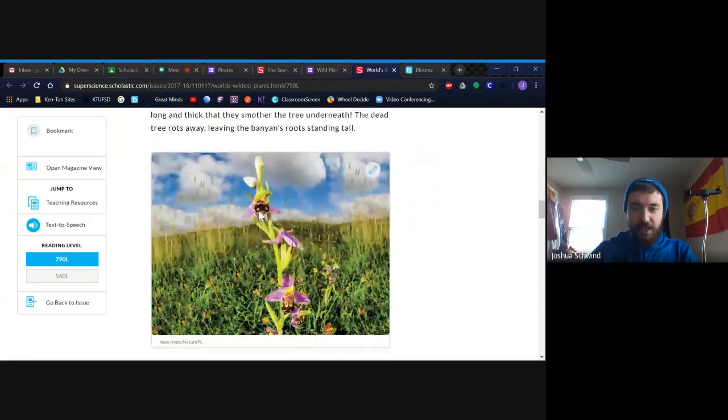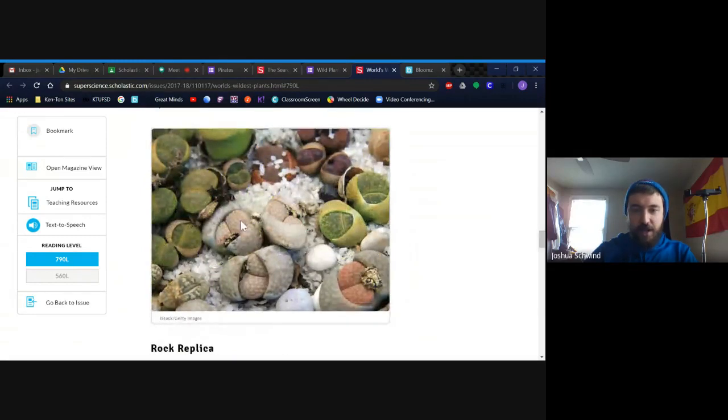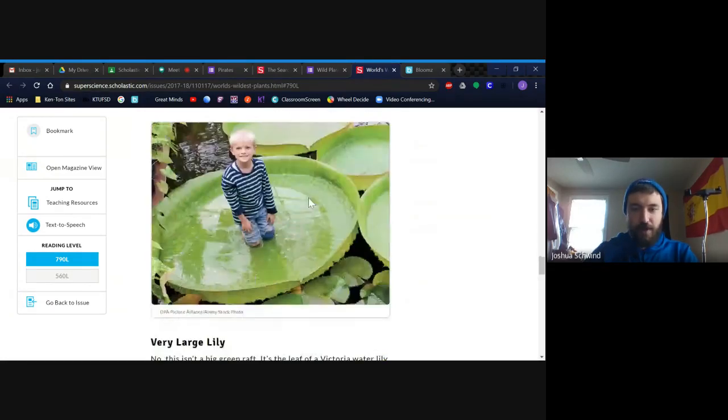And then this is a flower. That's not a bee, it's a flower. And so I really got to see what it looked like. And then these two. These are plants, but they look like rocks. It was super cool to see that. And then, of course, a lot of you commented on this giant lily pad with this kid sitting in it. Like, you get to really see how big this thing was.